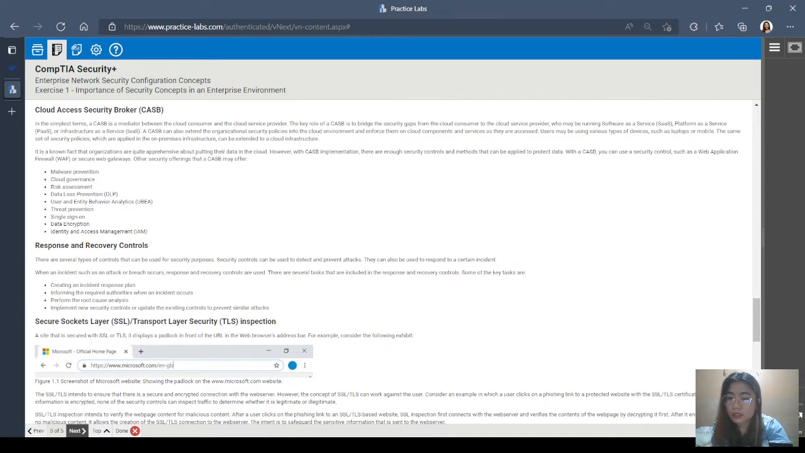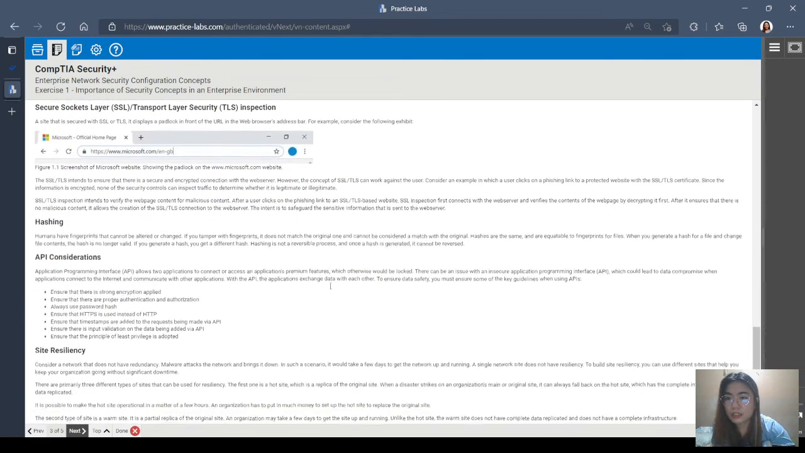There are several tasks that are included in the response and recovery control. Some of the key tasks are creating an incident response plan, informing the required authorities when an incident occurs, performing the root cause analysis, and implementing new security controls or updating an existing control to prevent similar attacks.